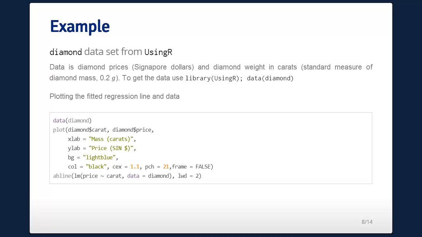So here's a nice data set to play around with, the diamond data set from using R. It's the diamond prices in Singapore dollars versus diamond weight in carats. Carats is a standard measure of diamond mass. I guess I didn't know this, but it's 0.2 grams. You can use library and data(diamond) in R to get the data set.